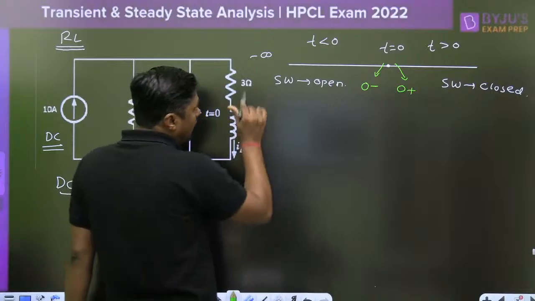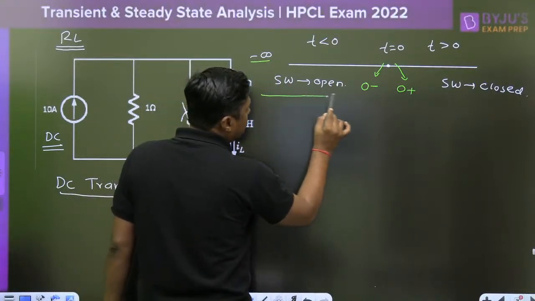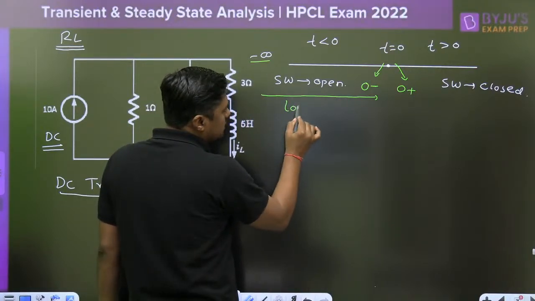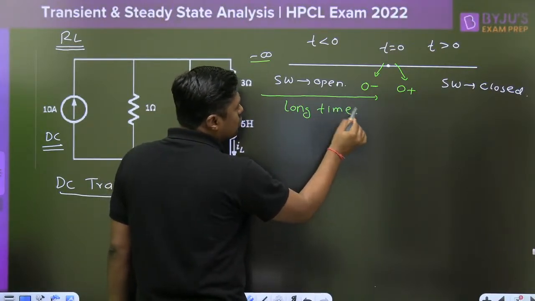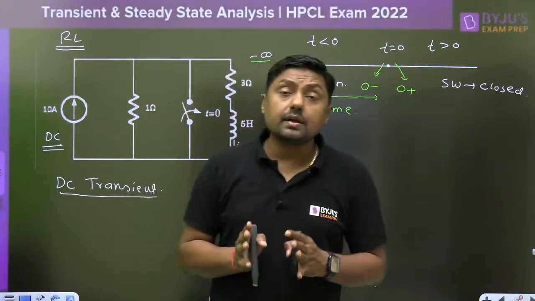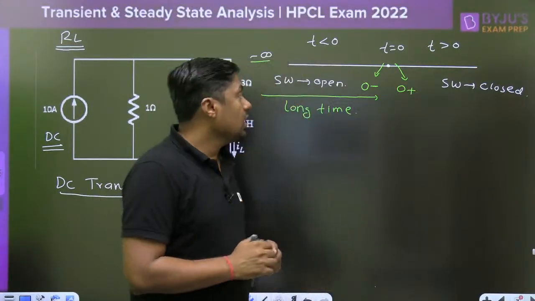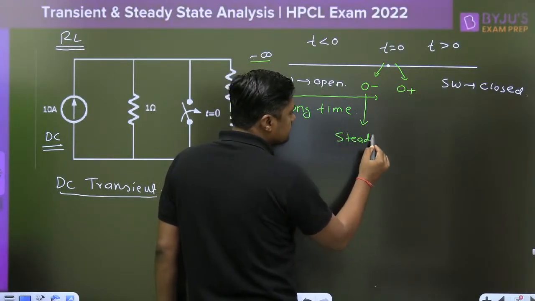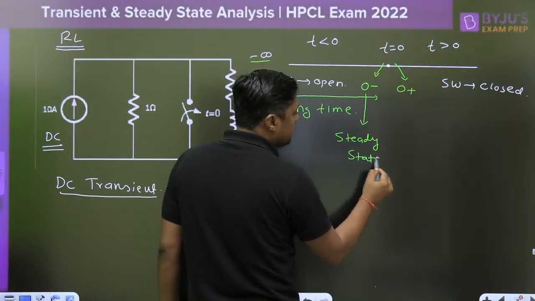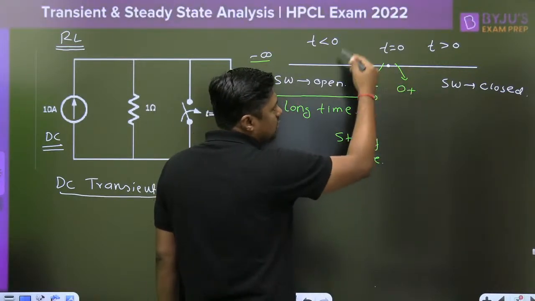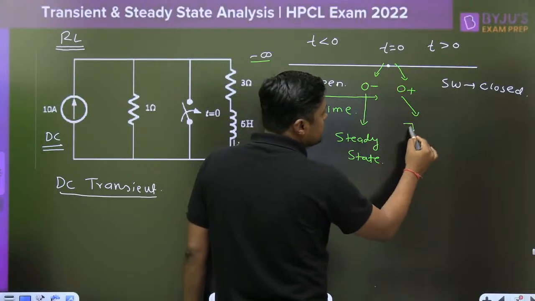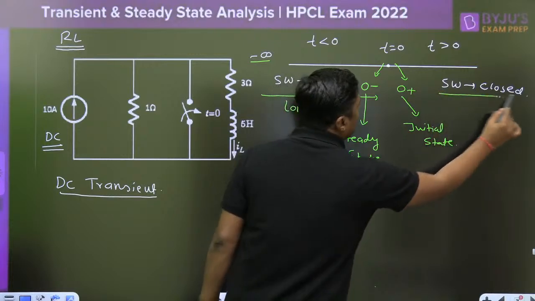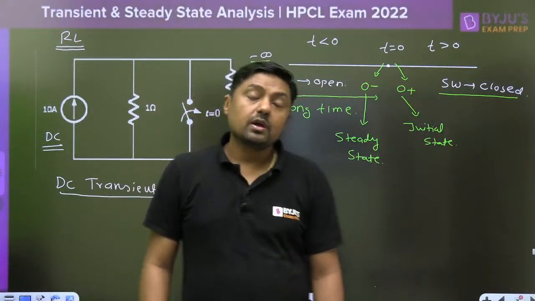Now when I am moving from minus infinity up to 0 negative, just before switching, it is a long time for which the switch was open. Means the circuit reached what? Steady state. So we can say exactly at 0 negative, the circuit is in steady state. And just after the switching, now the switch is closed, and this is called the initial state, with the switch closed. Right?